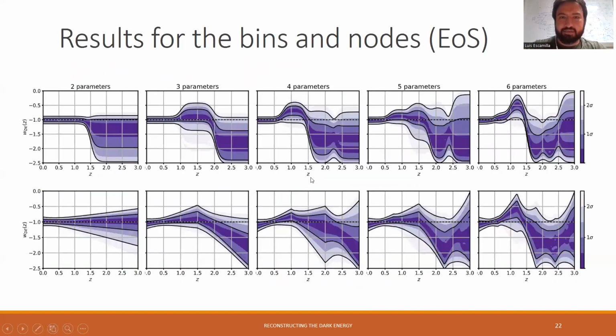Next, I present the results for the beans and nodes reconstructions, model-independent reconstructions. These ones are for the equation of state. As you can see, as we add more parameters, the structure becomes more complex, but it also presents some similar behaviors. The top ones are using the beans, and the lower ones are using the linear interpolation. And you can see that the structure is basically the same. Doesn't matter if we use either beans or straight lines for the interpolation.